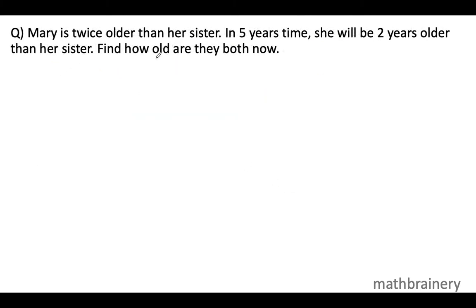Mary is twice older than her sister. In 5 years' time, she will be 2 years older than her sister. Find how old are they both now. So let me assume the sister's age is x years. Okay, sister's age is x years. Then what is Mary's age according to the condition? Mary's age is twice older than her sister. That means it must be 2x years.